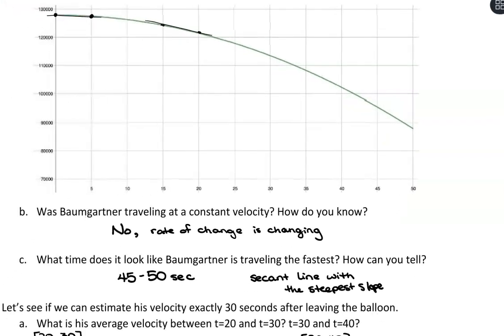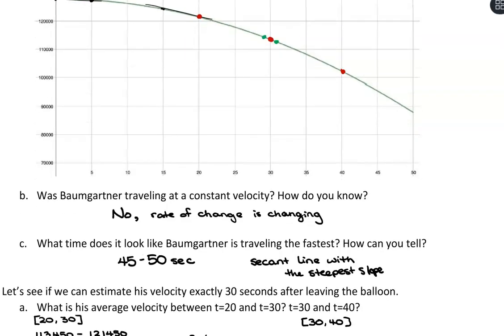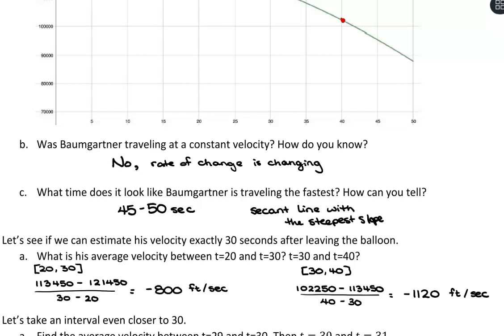Okay, so what we're going to do is focus in on what's happening at the 30-second mark. First we'll talk about average rate of change from 20 to 30 and 30 to 40, so looking at the slope of the secant line between those two points. Then we'll zoom in a little closer, being only 1 second away, at 29 to 30 and 30 to 31, and look at the slope of the secant lines between those. I already filled in the numbers here.